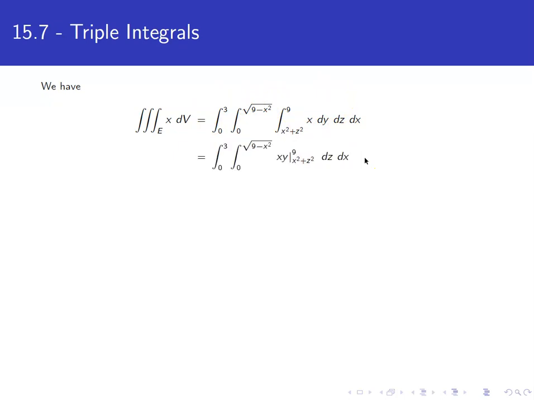All right. Again, we're integrating with respect to y, and the antiderivative is xy. Plug in our endpoints. We have x times 9 for the y, minus x squared plus z squared for the y. So I can think of x just times that quantity.